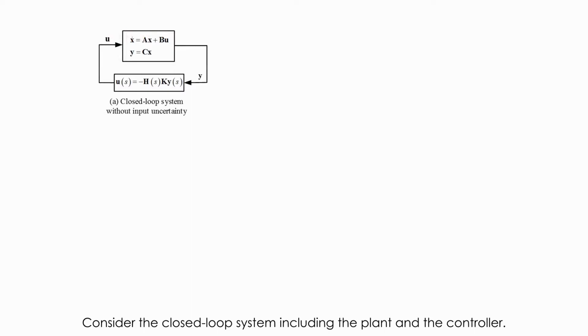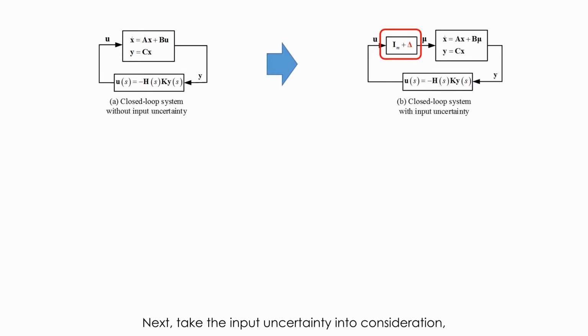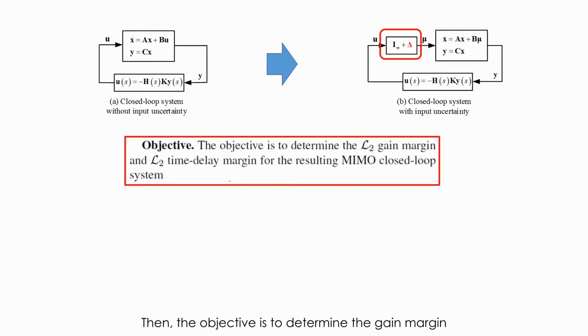Consider the closed-loop system including the plant and the controller. Next, take the input uncertainty into consideration. The figure on the left side becomes the right one. Then, the objective is to determine the gain margin and the time delay margin for the closed-loop system.